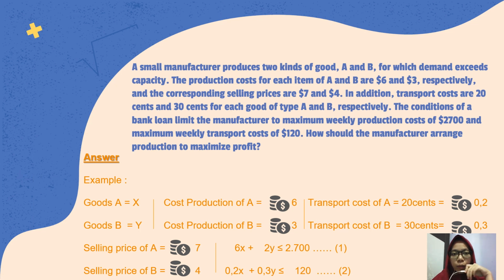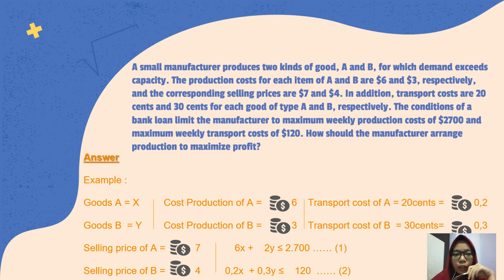And the last: a small manufacturer produces two kinds of goods, A and B, for which demand exceeds capacity. The production costs for each item of A and B are $6 and $3 respectively, and the corresponding selling prices are $7 and $4. In addition, transport costs are 20 cents and 30 cents for each good of type A and B respectively. The conditions of a bank loan limit the manufacturer to a maximum weekly production cost of 2,700 and a maximum weekly transport cost of 120. How should the manufacturer arrange production to maximize profit?